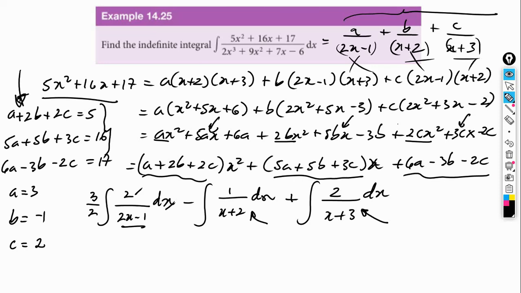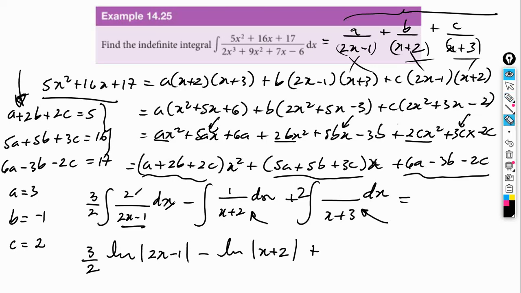So we're done because this is simply going to be equal to 3/2 natural logarithm of the absolute value of 2x minus 1. There. Minus the natural logarithm of the absolute value of x plus 2. And then, well, this 2, we just write it outside, right? Because in order to do u substitution, we need a 1 here. So then this plus 2 times the natural logarithm of the absolute value of x plus 3. And then let's not forget plus c.